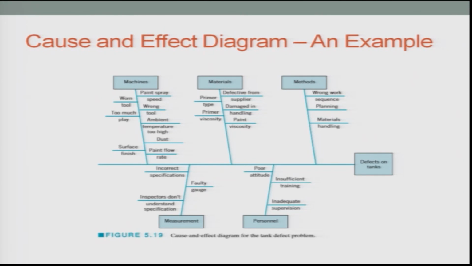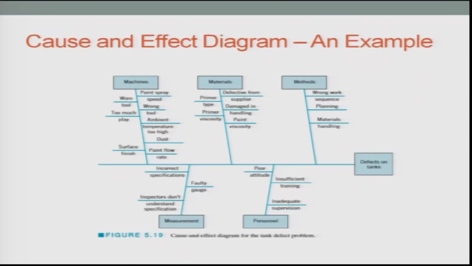So, if you see, this is the cause and effect diagram, the fishbone diagram. An example is given. The defects on tanks are the main concern, which is the main central line. And if you consider the 5 M's, they have been marked accordingly. They can be the machines, the materials, the methods. Where you place machines, materials, is immaterial. It can be on the upper half of the cause and effect diagram, or the lower half, that does not matter.